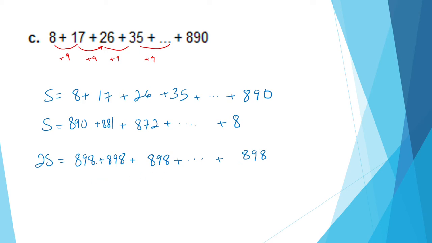Now, the hardest part is figuring out how many 898s we actually have. Again, I'll have to look for a pattern. If our sequence ends at 8, I only have one number. If it ends in 17, we have 2 numbers. If it ends in 26, we have 3 numbers. If it ends in 35, we have 4 numbers. And the question is, if it went all the way up to 890, how many numbers would that be? Pause the video and think about it. What is our pattern?